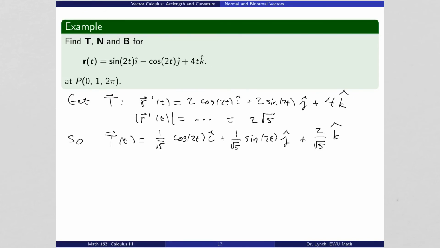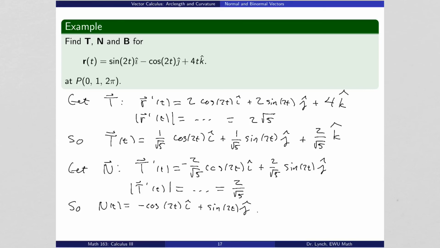So here's a computation for the unit tangent. It involves the derivative r vector prime and the magnitude of that derivative, which I've omitted the details for, but you can find quickly to be 2 square root of 5. So again, computing the T vector requires taking r prime divided by the magnitude of r prime, and here's what you get. Now similarly, to get N, we just take T prime divided by its magnitude.